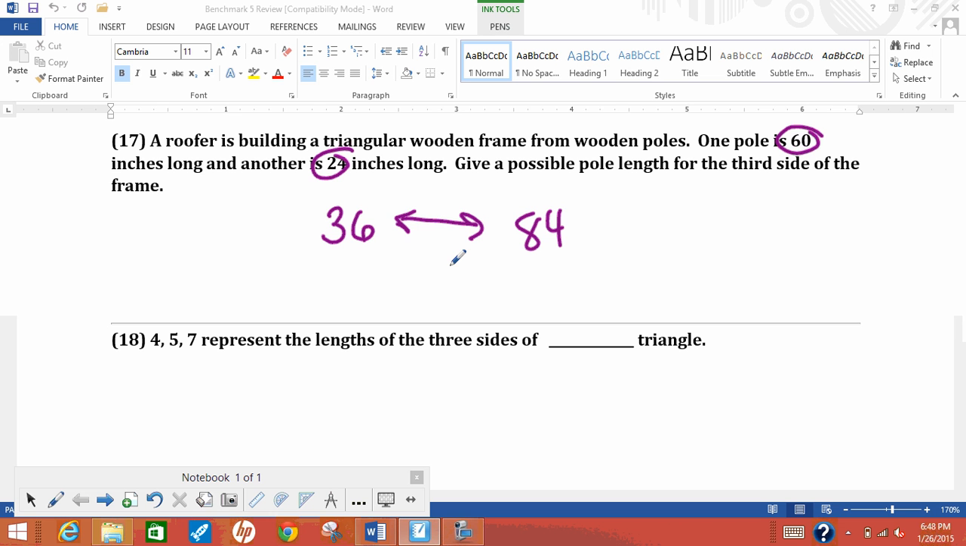Our third side has to be somewhere between these two lengths. It cannot be 36, it cannot be 84, it has to be something between the two. So you could give me any number of answers. For example, I could say 37, or I could say 83, or anything else between 36 and 84. You might say 51.2. All of these are acceptable answers. We all probably could answer differently and still be right as long as it's between 36 and 84.